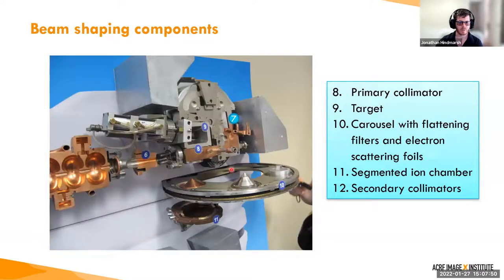So for beam shaping, we have the major components. Once we've left the accelerator tube, we go into a bending magnet, which turns the electrons at this point from horizontal to vertical. We have a target, and a primary collimator, which does the initial shaping, then flattening filters, an ion chamber, and then collimators. And then below that, we go into the patient.